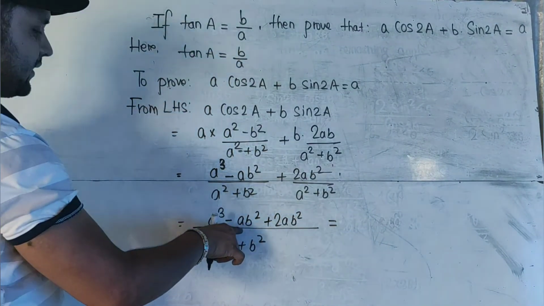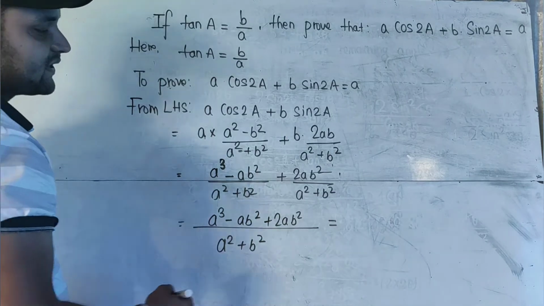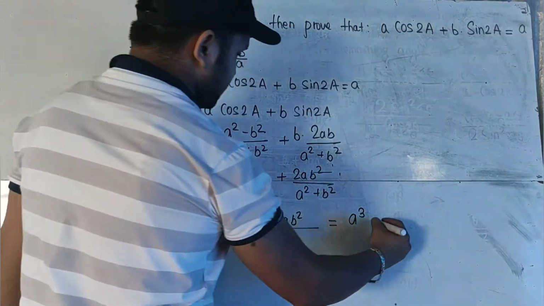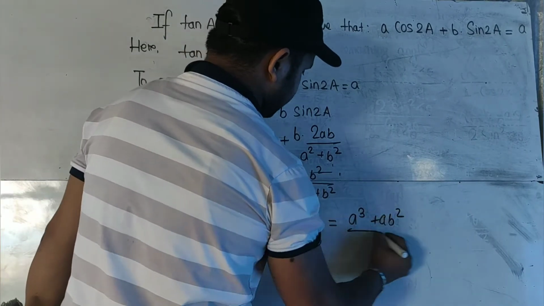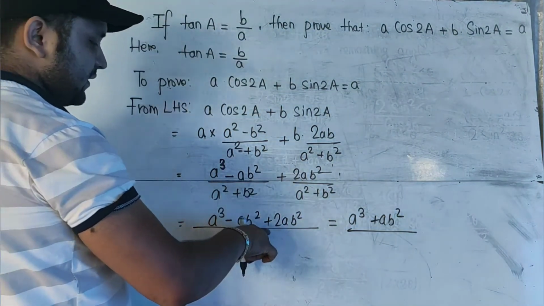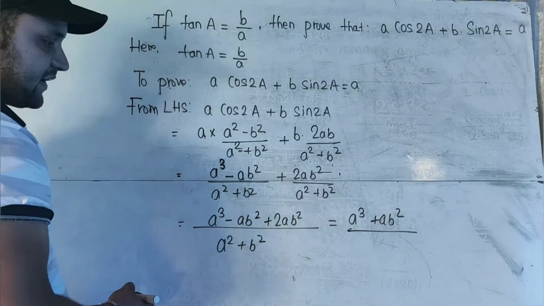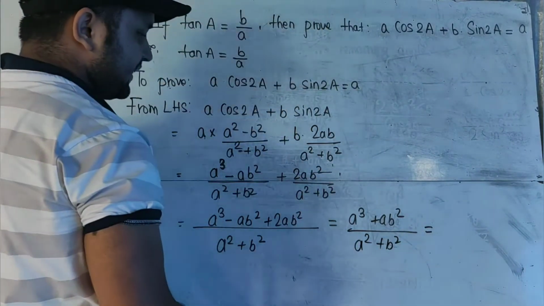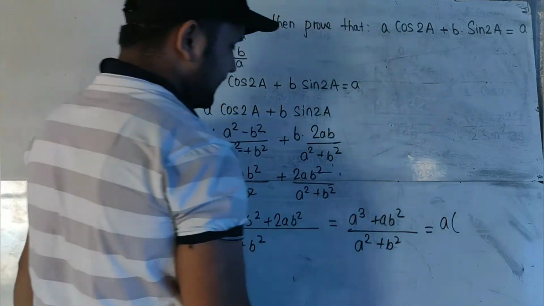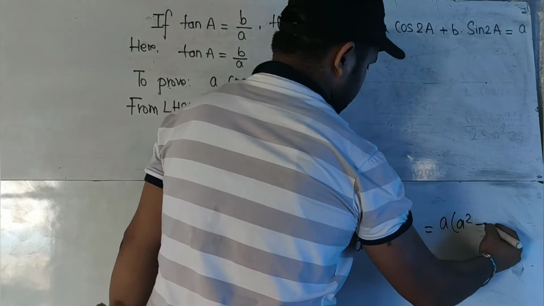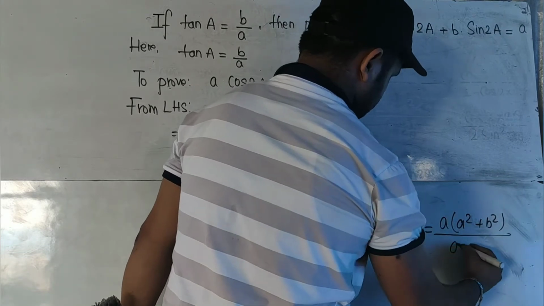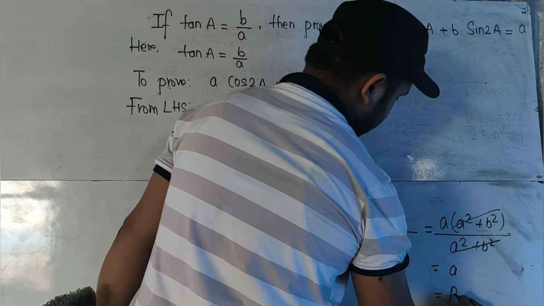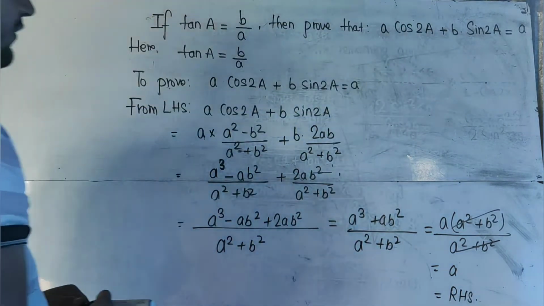Now we can see that minus ab square and plus 2ab square are like terms, so we can solve the like terms. When you solve minus ab square plus 2ab square, you will have here plus ab square. The sign of 2ab square is greater, so you will keep plus, and since they are different signs, we subtract them, divided by a square plus b square. Now in the numerator you can take a common. If you take a common, you will have left a square plus b square by a square plus b square. Now we can cancel these two and we'll have left a, which is our RHS. So in this way we'll prove the given question.